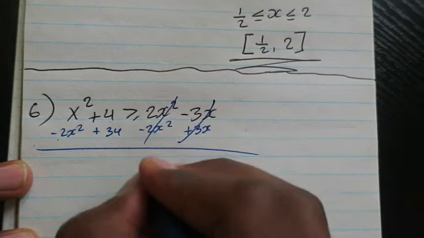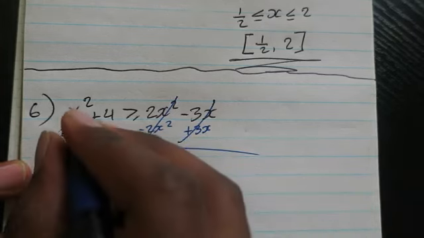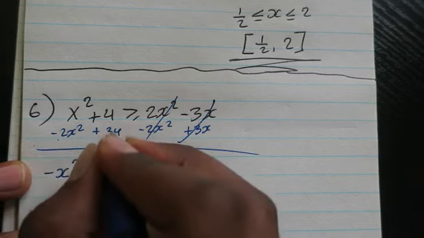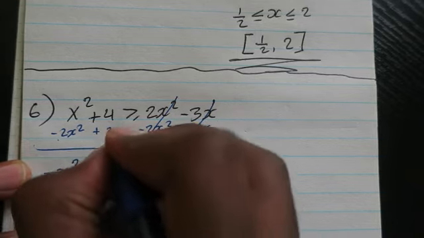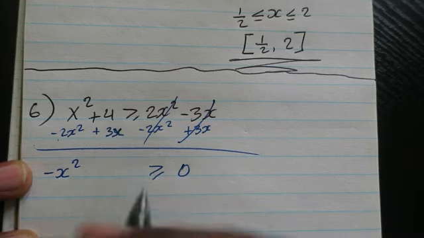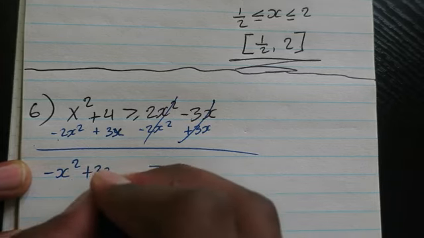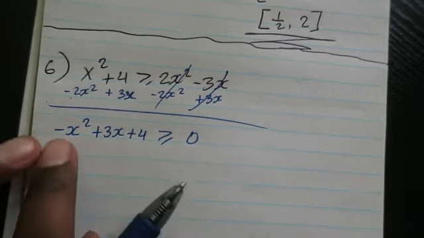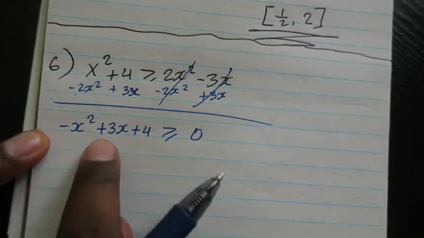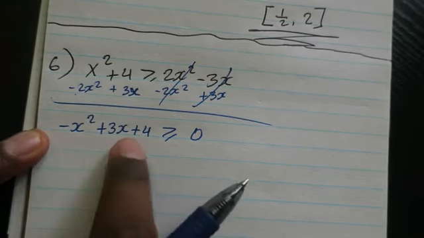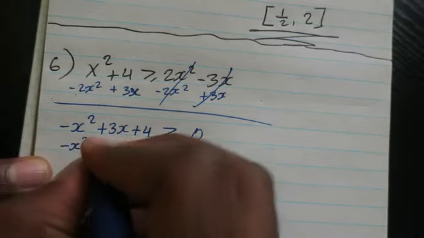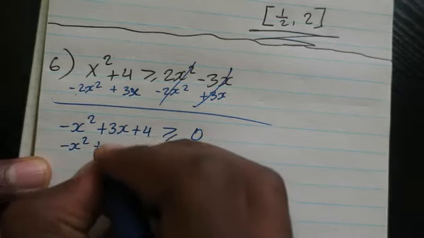So this is 0, this is greater than or equal to. x squared plus negative 2x squared gives you a negative x squared. This is x. And then follows the 3x and then the plus 4. Now, I can either solve this for x, or you can factor this, and of course we're gonna solve for the corresponding equation.